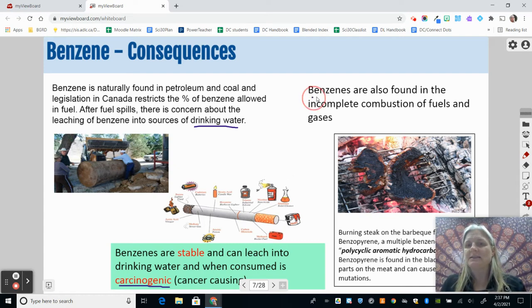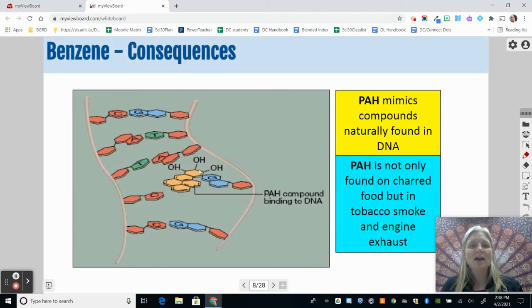You might find benzenes if there is incomplete combustion. Remember that? Incomplete combustion of fuels and gas. You also might, if you burn your steak or something, find benzene on there. Different types of benzene: benzopyrene is found in the black parts of meats, and it can cause mutations as well in your DNA. And why is this? It's because look at these rings here. Don't they look very similar to the structures in DNA, the nucleotides in DNA?